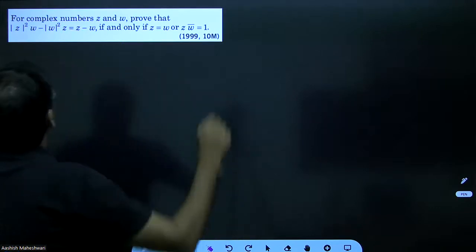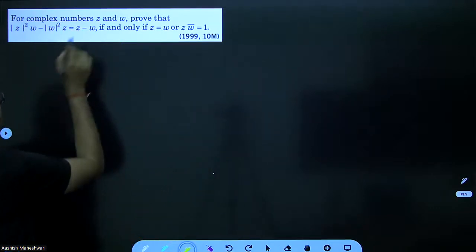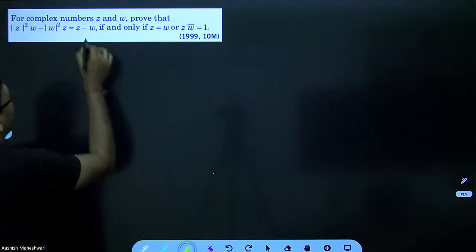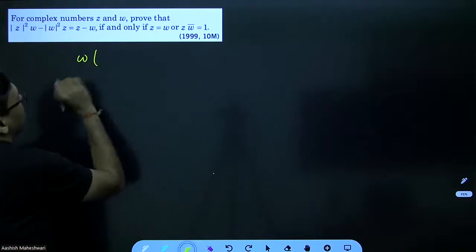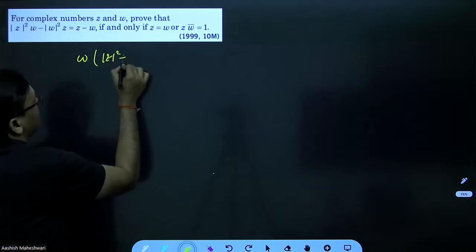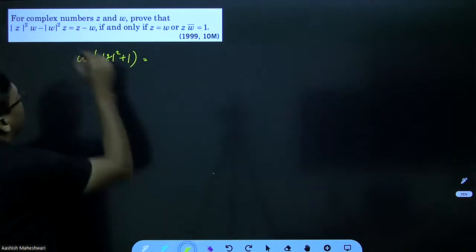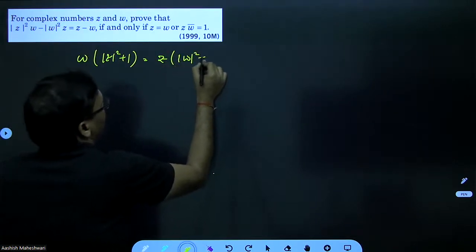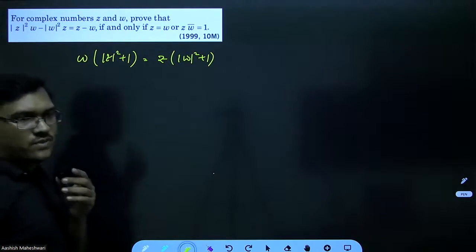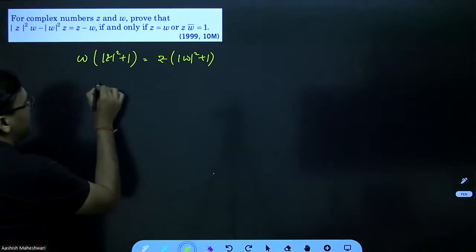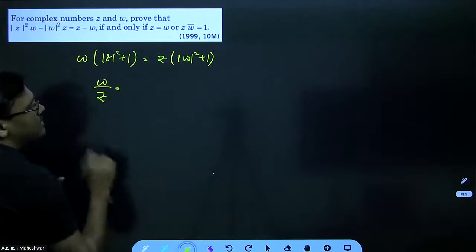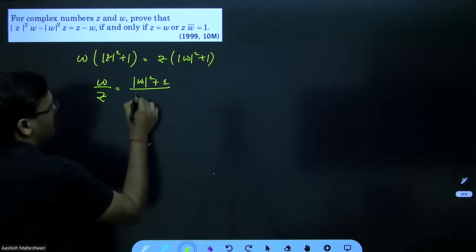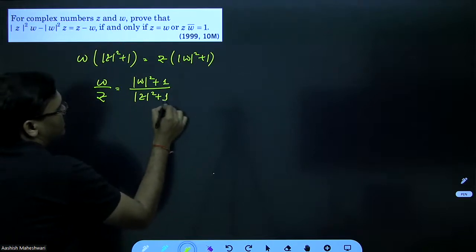Okay. So see, first thing you can observe here clearly is that there are some common terms. If I take this omega common, this is omega times modulus of z squared plus 1. This is equal to, if I take this term, z times modulus of omega squared plus 1, right? We have this expression. Now you see here, this is omega by z is equal to modulus of omega squared plus 1 divided by modulus of z squared plus 1.